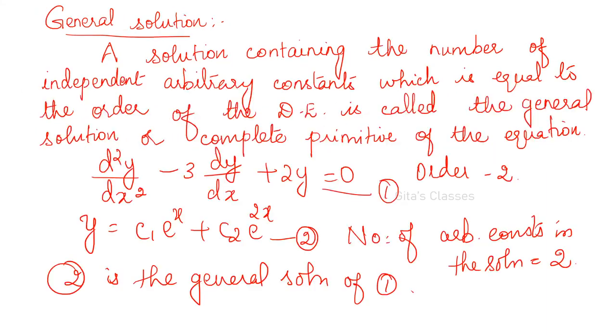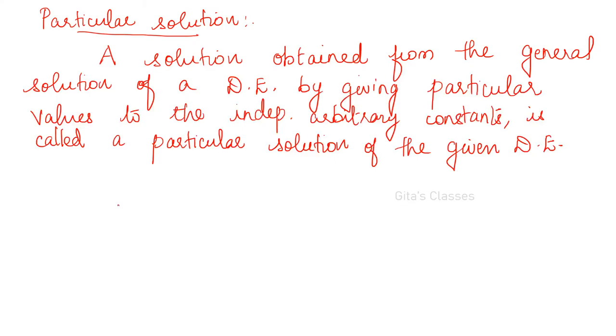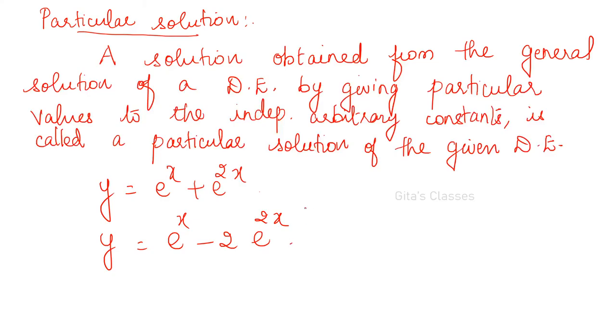Okay. And for these constants c1 and c2, if you assign some values, they are called the particular solution. So for the previous problem, I'm assigning c1 is equal to 1, c2 is equal to 1. So y is equal to e power x plus e power 2x is one solution. And y is equal to e power x minus 2 into e power 2x is again a solution. So we are assigning some values to the arbitrary constants. They are called the particular solutions. From the general solution we are deriving them.